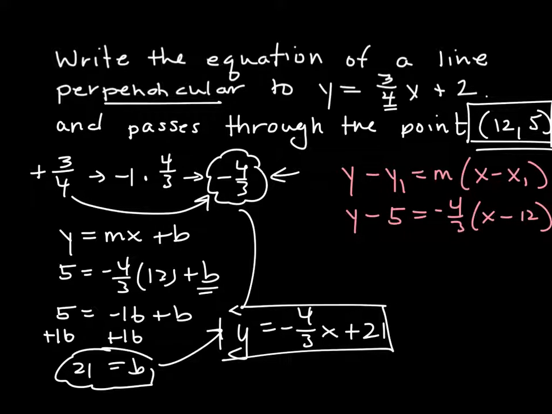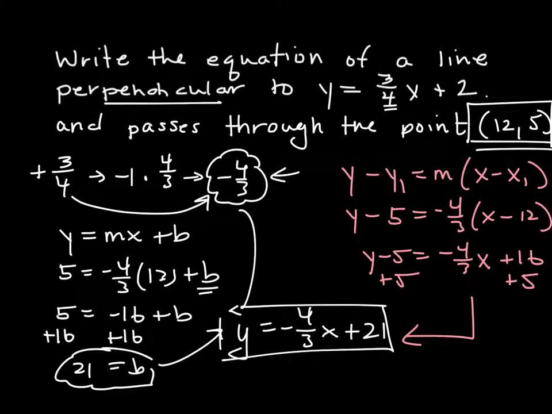And what I do from here is I go ahead and do my distributive property, and then I'm going to bring the 5 over. So distributive property gives me y minus 5 equals -4/3 x. -4/3 times -12 will be a +16. The last step is to add 5, and after I do that, it simplifies immediately, where y now equals -4/3 x plus 21.